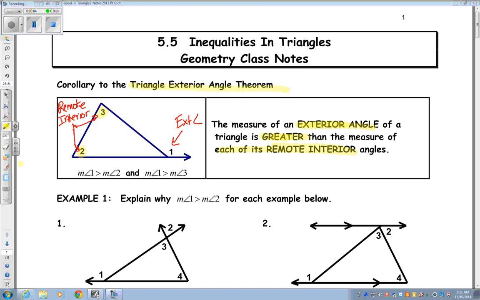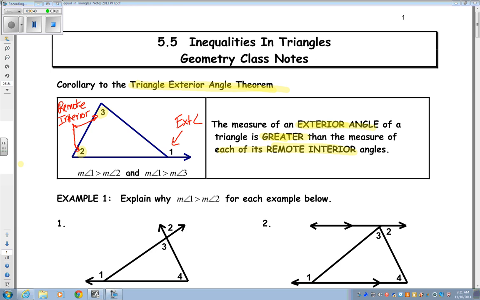Triangle exterior angle theorem. We looked at the triangle exterior angle theorem last 6 weeks, but your corollary is basically a relationship with the theorem that proves the theorem to be true, or shows that they correlate with each other. The exterior angle theorem says whatever exterior angle I have outside the triangle, it will always be greater than each of the remote interior angles.